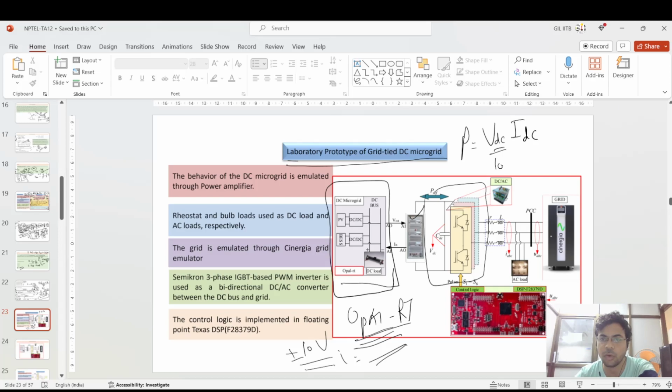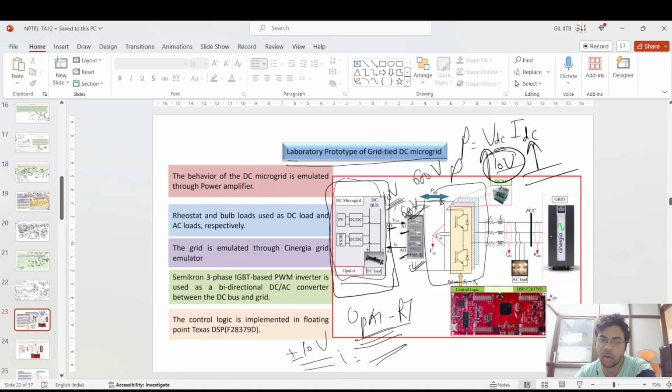Suppose power is VDC times IDC, and you are generating 10 volt. The power amplifier will enhance the voltage and enhance the current also. Based upon that, you take out the actual power being generated in the system, from the 10 volt to, suppose, 600 volt. So 10 volt is actually 600 volt in the simulation environment, but it is not in the real-world environment. So for generating this 600 volt in the actual environment, you need a power amplifier in between.